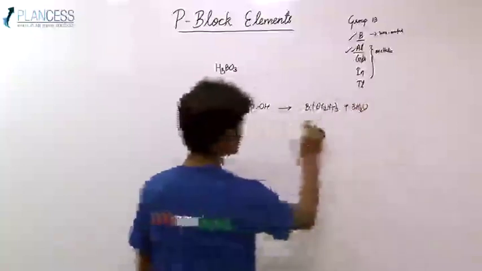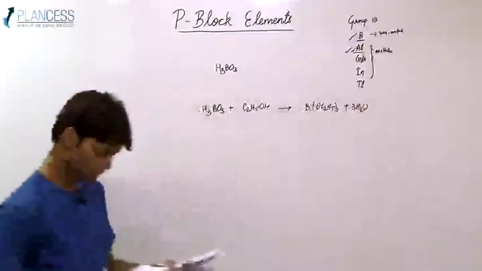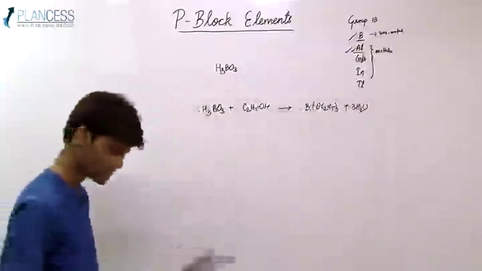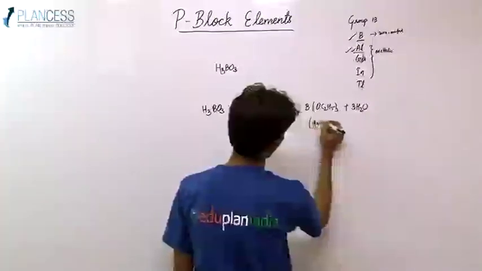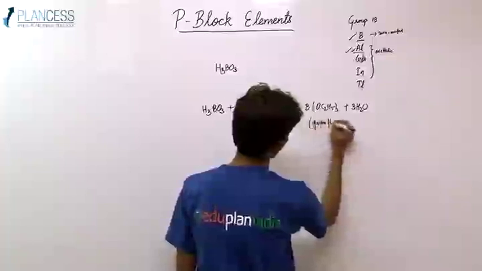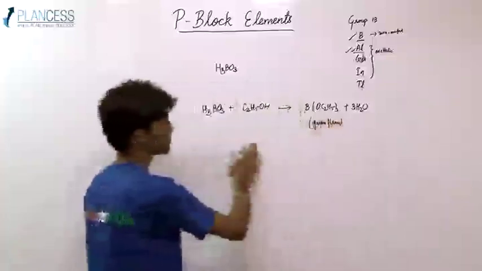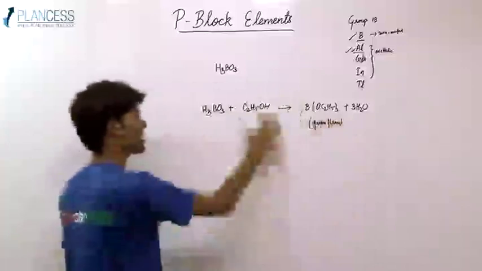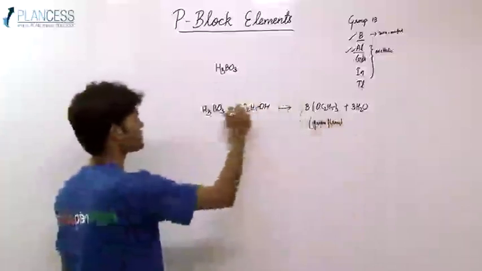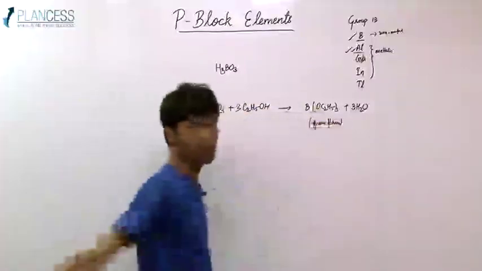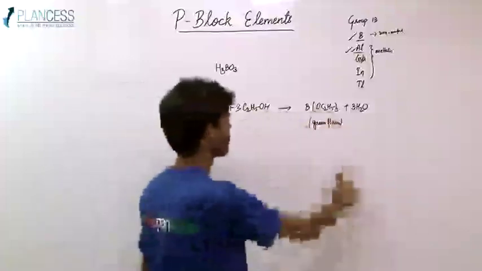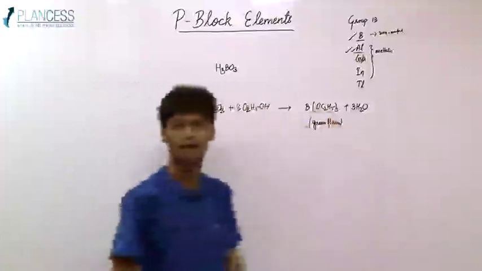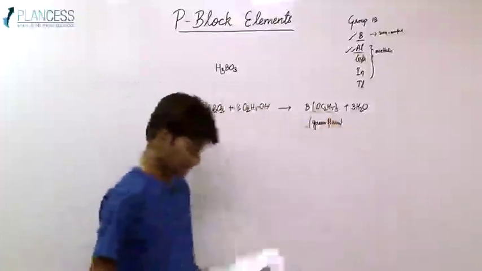So this compound, that is ethyl borate, is a very volatile structure and burns with a green flame. So this is the test for the borate ion, because it burns with a green flame. So if on adding the C2H5OH a green flame is produced, then we can definitely confirm that it has boric acid. You will learn more about this test in inorganic salt analysis.